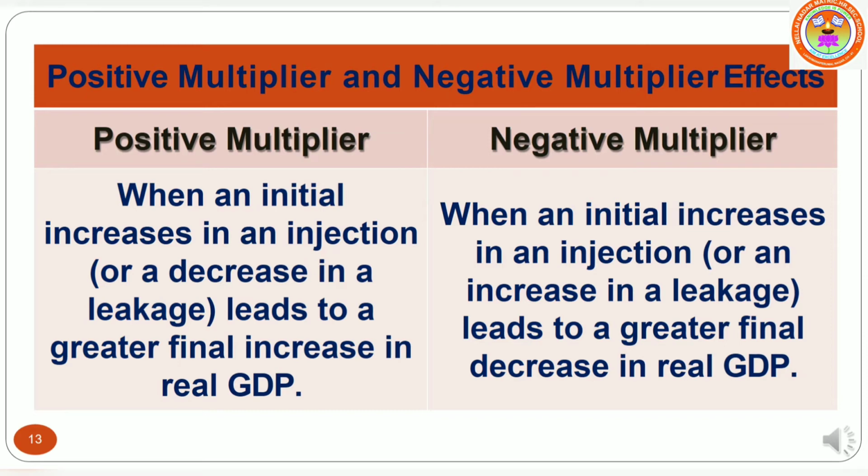Whereas a negative multiplier is when an initial increase in an injection leads to a greater final decrease in real GDP. So a positive multiplier gives an increase in real GDP with an increase in injection, and here with a negative multiplier, an increase in injection leads to a greater decrease in real GDP. So this is the distinction between positive and negative multiplier.